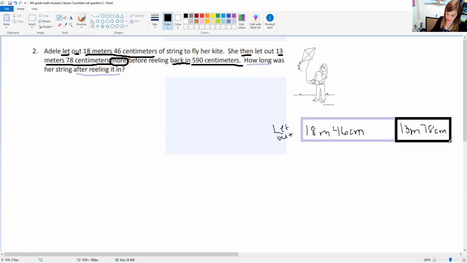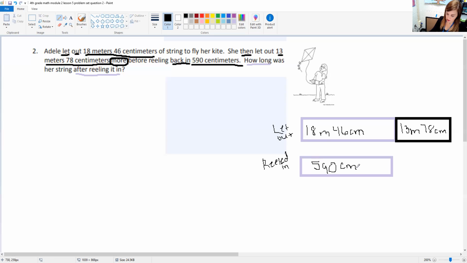And then we have some other information. We also know that she reeled in, which means that she drew it back in. Okay, and we know, let me put another box here. So what information do we know about her reeling it in? It says that she reeled in 590 centimeters.